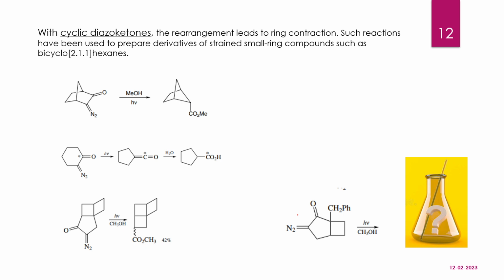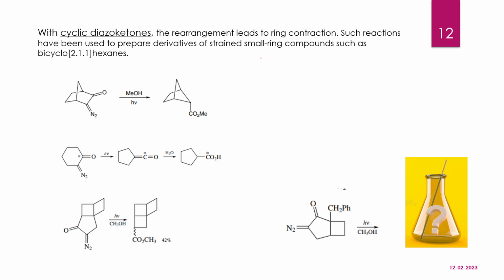This is not an aromatic ring; this is a simple ring. In the case of an aromatic ring, a ring expansion happens. But here it is a normal ring, and the carbene is not added to the ring, the carbene is itself in the ring. So due to this rearrangement, the ring contraction will happen. In the first example, a small ring compound such as bicyclo[2.1.1]hexane is getting generated.